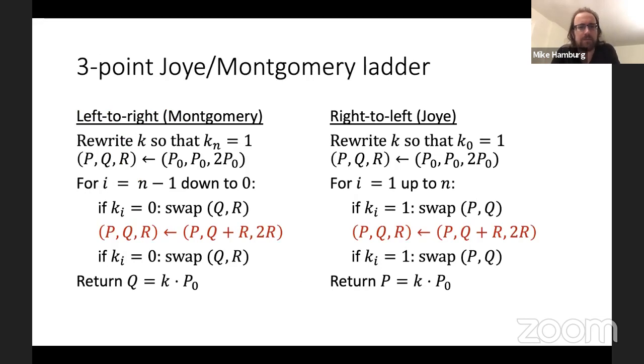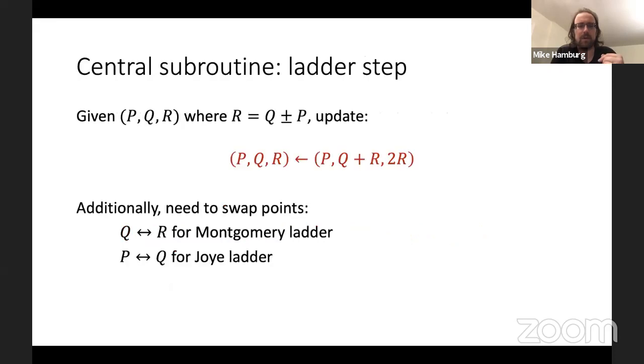So the algorithms that this is based on are the 3-point variant of the Joye or Montgomery ladder, where you set up the ladder state according to the base point, and then at every step, you scan through the scalar bits from either left to right for the Montgomery ladder or right to left for the double-add or Joye ladder. And then at every step, you conditionally swap 2 of the points and then apply this ladder step, which in all cases is given a state of 3 points where one of them is the sum of the other 2. And then you need to update the state so that one of the points is the same. One of them is doubled and added to the third.